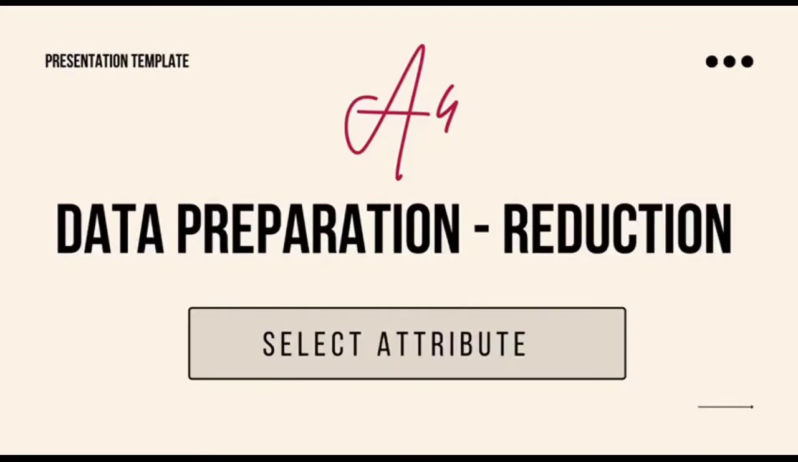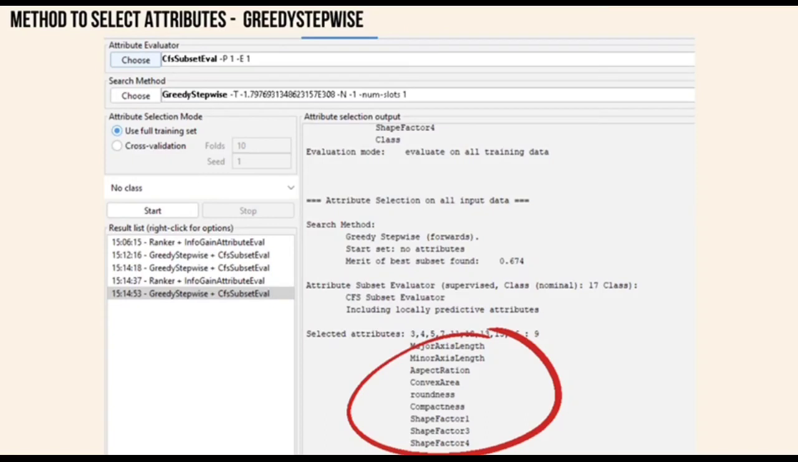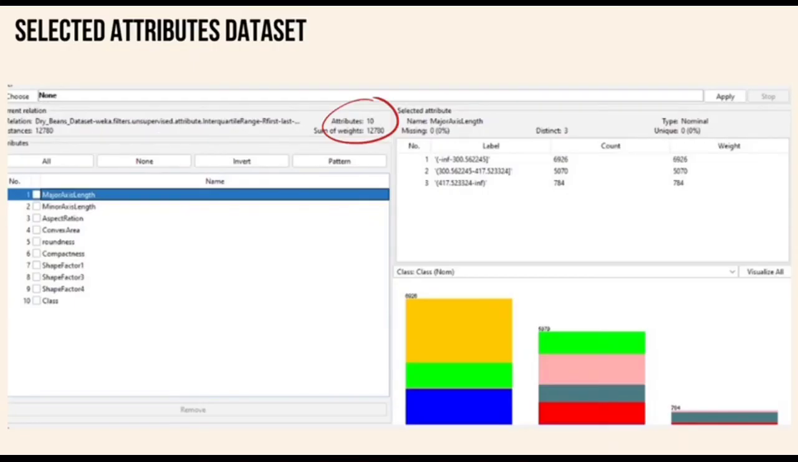Next part is data preparation, the data reduction process. What is data reduction? It is to obtain a reduced representation of the data set that is much smaller in volume. Firstly, we did an attribute selection, where we decided to use the greedy stepwise method on our data, and we obtained nine selected attributes as shown. They are major axis length, minor axis length, aspect ratio, convex area, roundness, compactness, shape factor 1, shape factor 3, and shape factor 4. After attribute selection, we can see that the attributes left are 9 plus one class attribute.